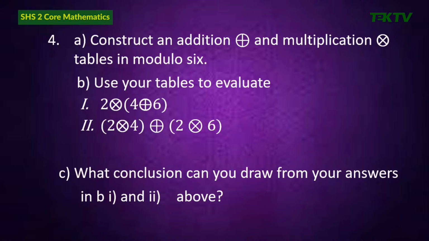Then look at the C part. What conclusion can you draw from your answers in B I and II? Recall what you did in Form 1. The properties. We are dealing with the properties. Check whether I and II, in case the answer in I is equal to II, then what can you say? Is it going to be distributive property? Is it going to be commutative? Or is it going to be associative? You know it better than I do.